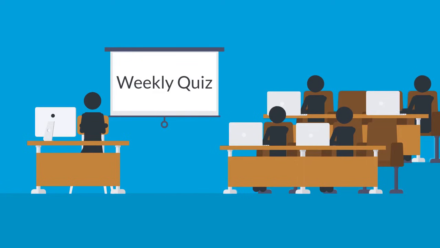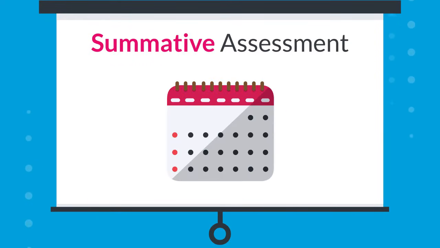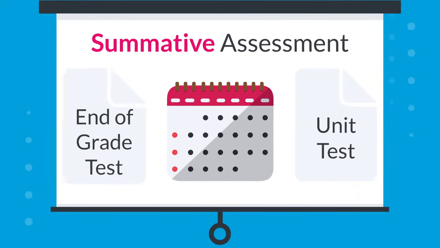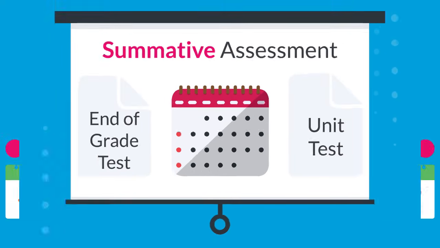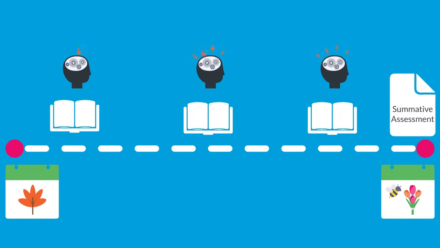to teaching. For summative assessments, the goal is to determine if the student met the learning targets specified in a particular amount of time, such as a unit test or an end-of-grade test. Summative assessments include content students have learned over many weeks or months, or in some cases, even more than 1 year, such as a high school exit exam.